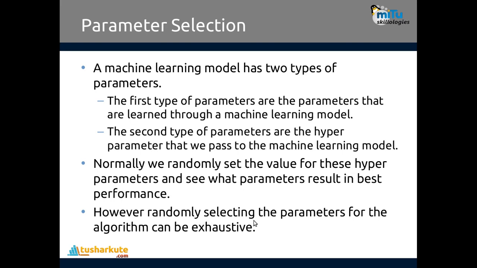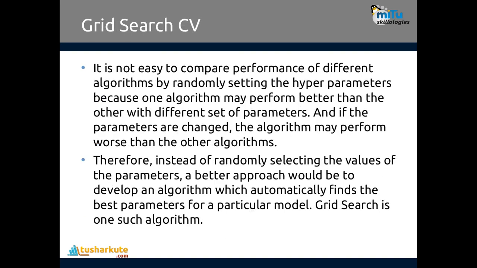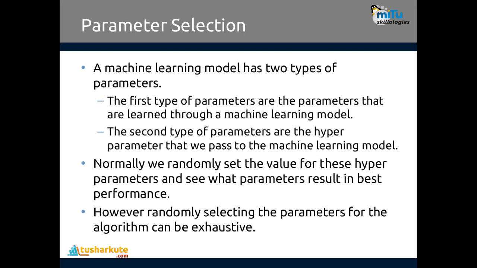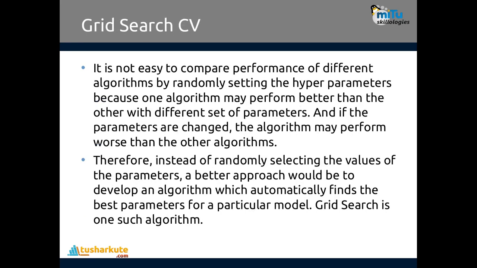However, randomly selecting parameters for the algorithm can be exhaustive. Just take an example: in k nearest neighbor, how do we define the value of k? How do we define the value of a random state, or identify which kernel is suitable for the SVM algorithm or fits this data? What the ideal values of these hyperparameters are, we can't identify. We have to do this using the trial and error method. So this parameter selection is simplified with the help of grid search cross validation.